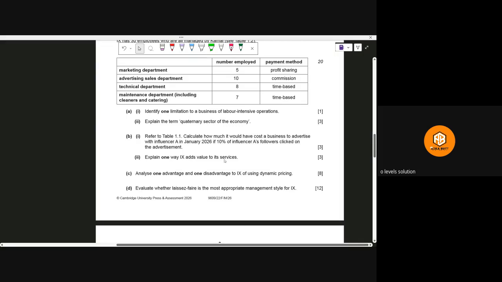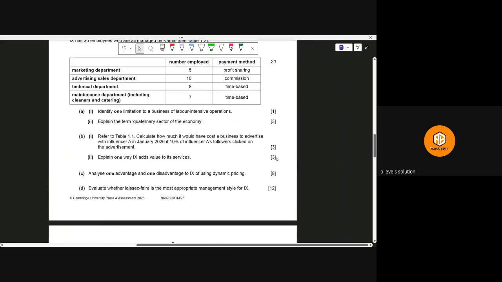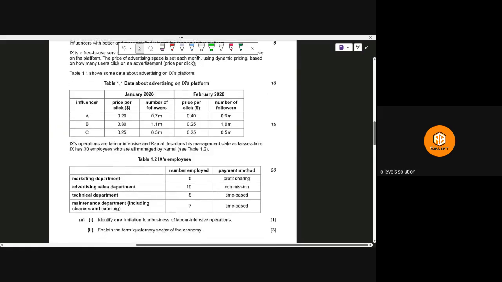Okay. And the next question is we have to calculate how much it would have cost a business to advertise with influencer A in January 26 if 10% of influencer A's followers clicked on the advertisement. So first of all, we have to find out the number of clicks.